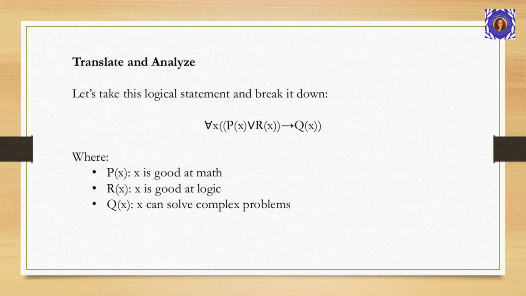Now, the last one is about translate and analyze. Let's take this logical statement and break it down, where P(x) is x is good at math, R(x) is x is good at logic, and Q(x) is x can solve complex problems. So the statement is that for all individuals x, if x is good at math or x is good at logic, then x can solve complex problems. Or in simpler terms, anyone who is good at math or logic can solve complex problems. So that's all about propositional and predicate logic.